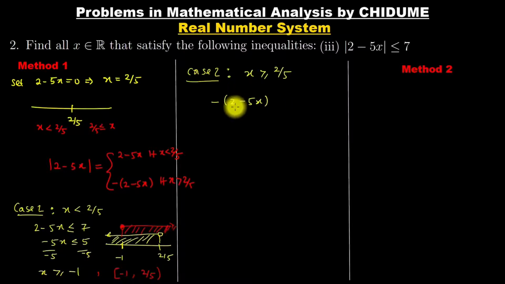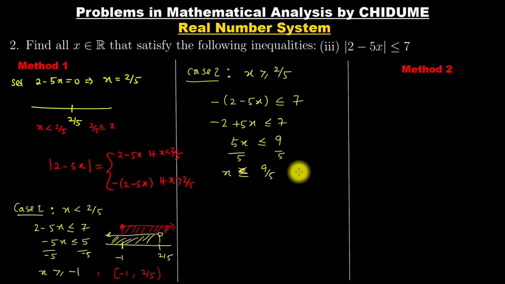So here I'm going to have negative of 2 minus 5x to be less or equals to 7. Now if I expand, I'm going to have negative 2 plus 5x less or equals to 7. If I add 2 to both sides, I'm going to have 5x less or equals to 9. Divided by 5, that means my x is going to be less or equals to 9 over 5.